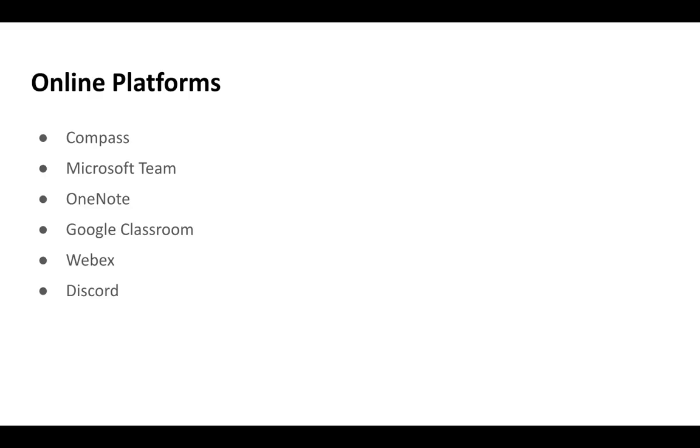Now, these are the online platforms that you're likely to be using, all right? So Compass is at the top of the list because, as I said, that is the main place that you need to go to get your information for your classes. From there, you'll probably be directed to other places, so Microsoft Teams, OneNote, Google Classroom, WebEx. Some teachers are even using Discord as a way to manage online chat.